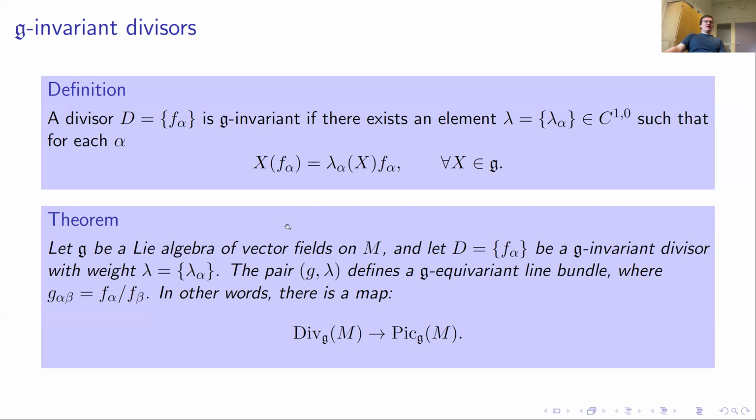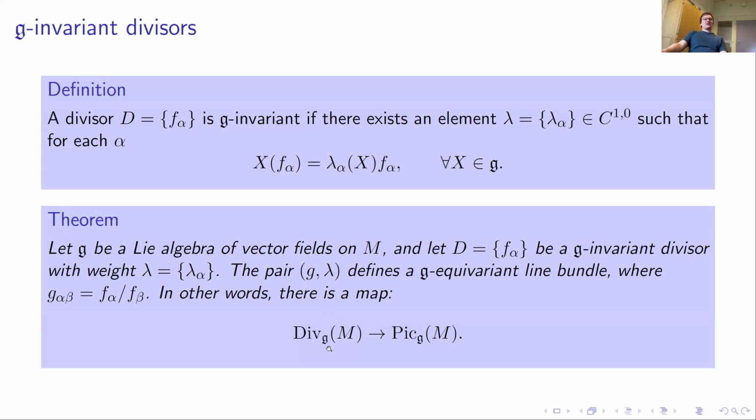And it turns out, in the same way that any divisor gives rise to a line bundle, that any G-invariant divisor gives rise to a G-equivariant line bundle. And it occurs in this way. So let G be a Lie algebra of vector fields on M. Let D, given by F alpha, be a G-invariant divisor with weight lambda. Then the pair G, lambda, where G is defined this way, defines a G-equivariant line bundle. Right, and of course the lift is then given by lambda.